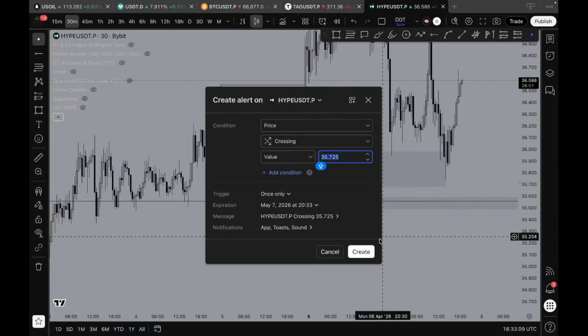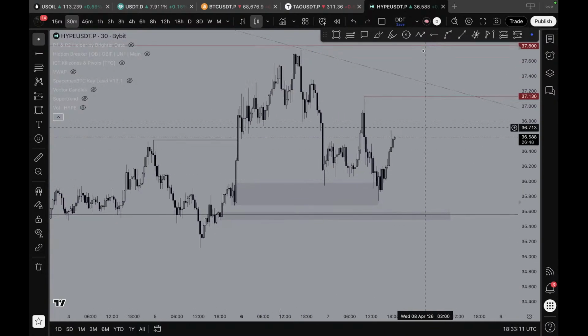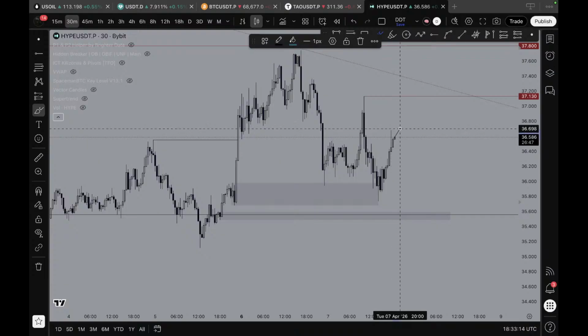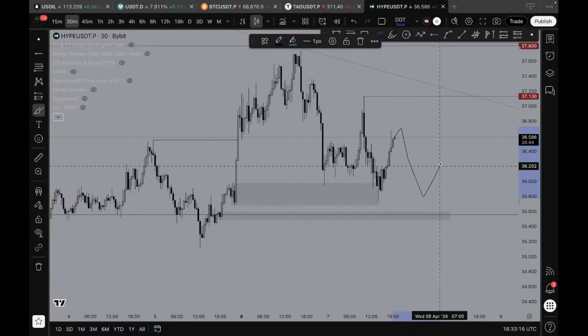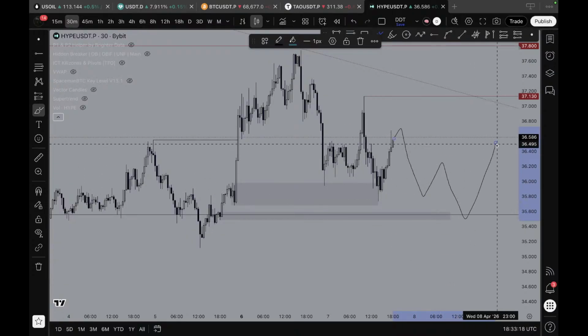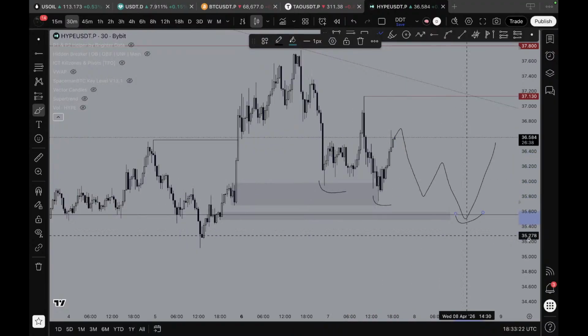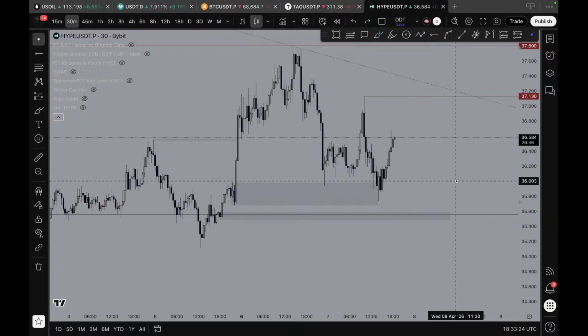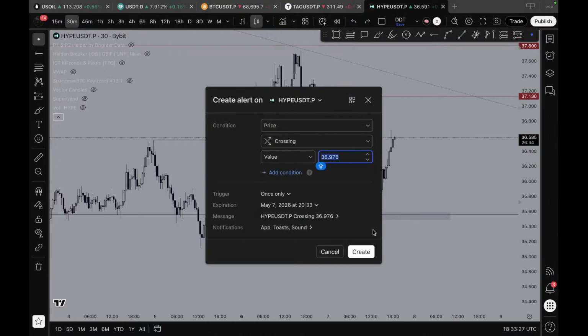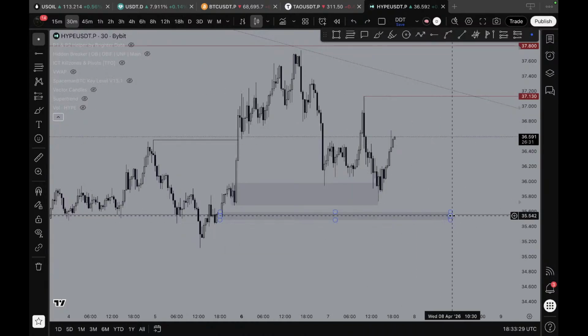So maybe if price is so kind, it could form another lower high, come back for a lower low into here, and potentially look for something internally like a 3 drive. That would be super, super clean. I'm putting an alert at the high there and then near the lows.